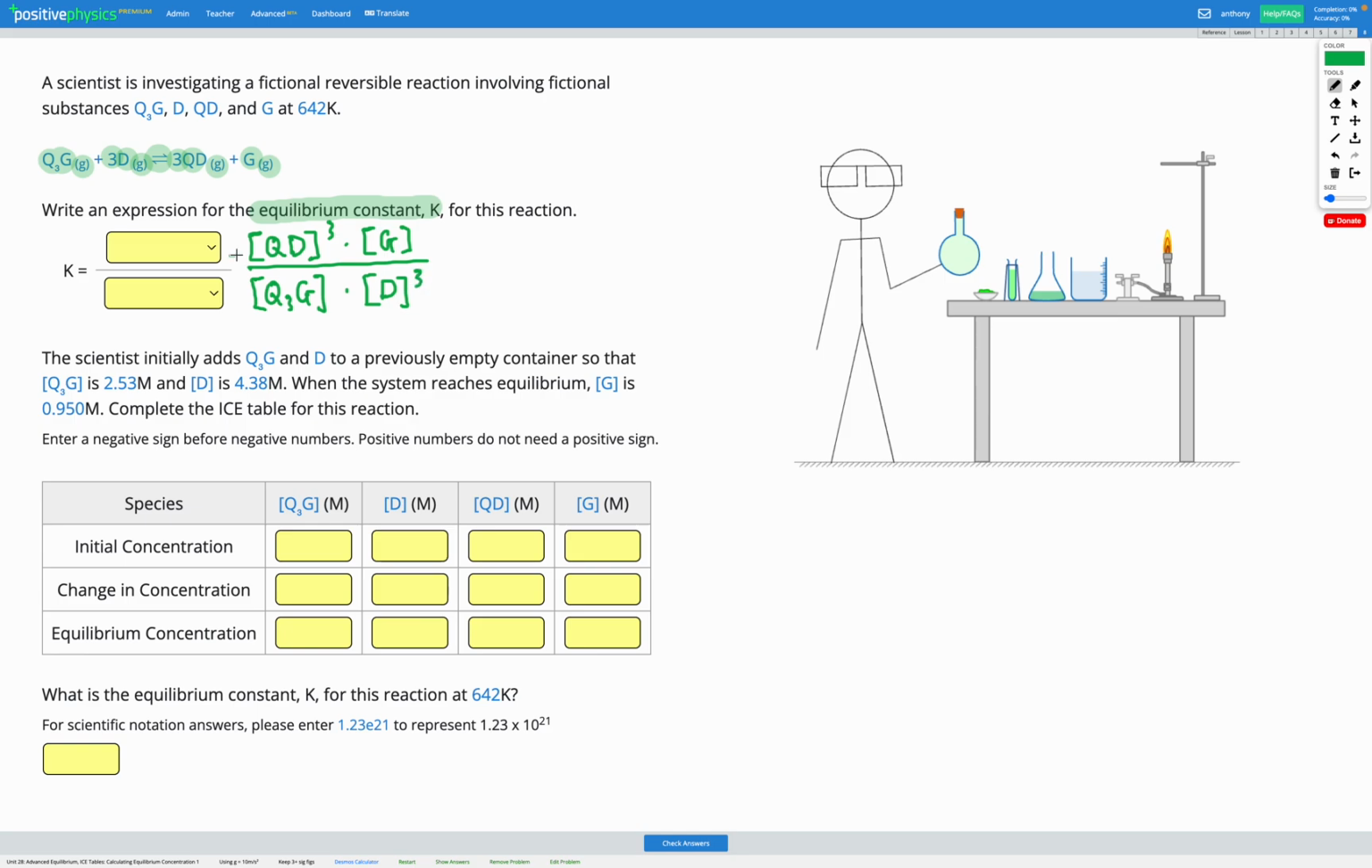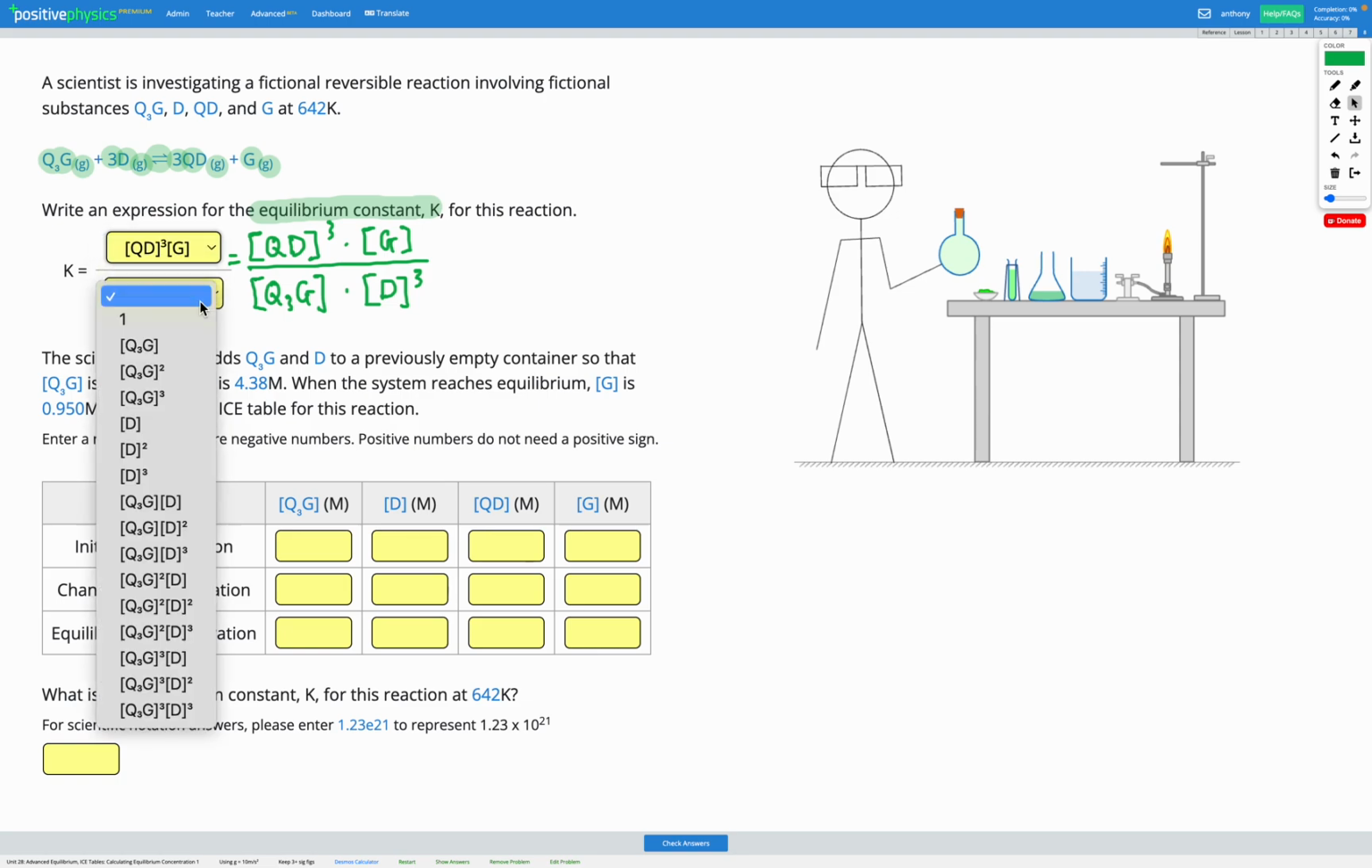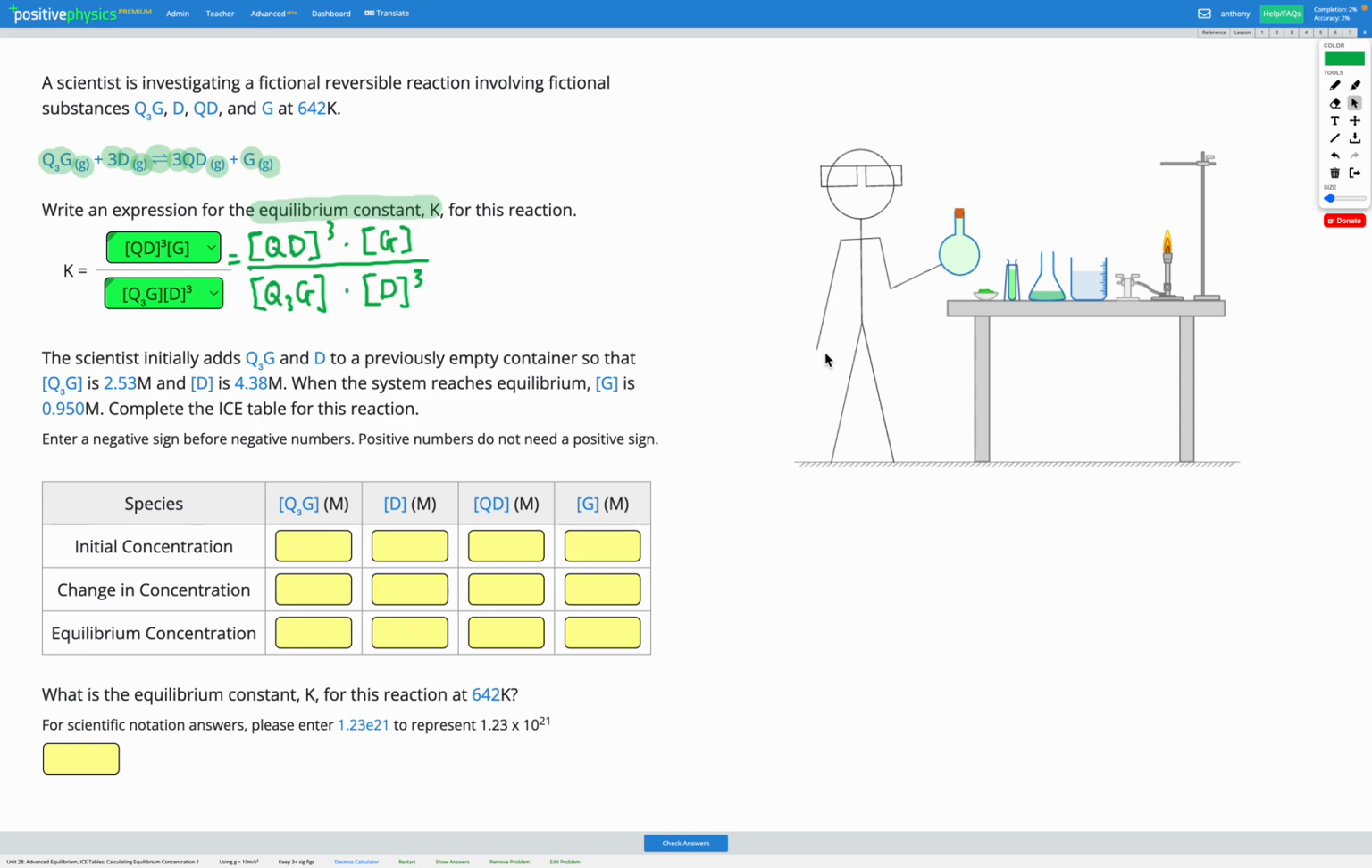So there's our equilibrium constant expression. Let's find that here. QD cubed times G over Q3G times D cubed. Awesome.